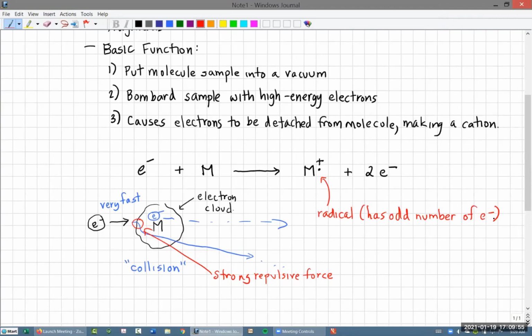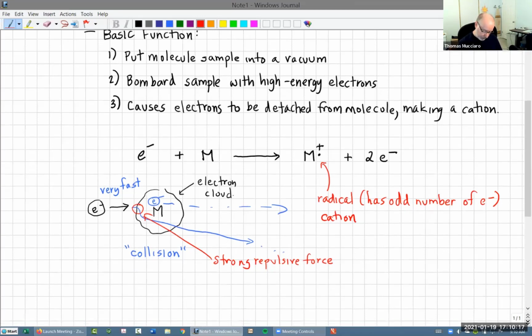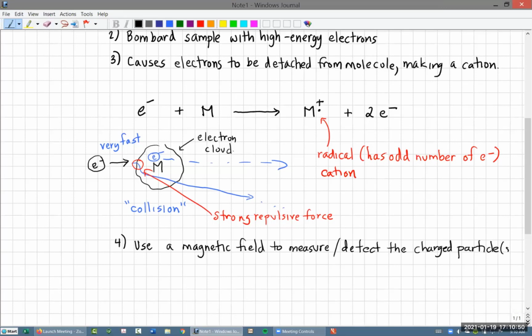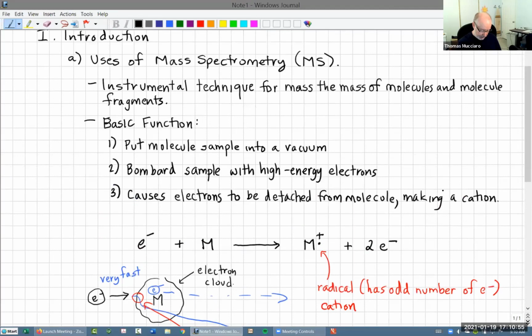The other thing that will happen is that because you're taking an electron away, at the start, the number of positive charges in the nucleus and the number of negative charges were balanced. But when we take an electron away, now we have too many positive charges, or an excess of positive charges. So it becomes a cation. So we call this thing a radical cation. It's a charged particle. And then I'm going to show you in the next section, we'll use a magnetic field. So when I draw the picture of the instrument, it'll become a little clearer how that works, okay?